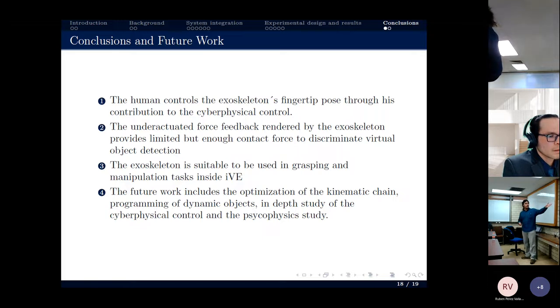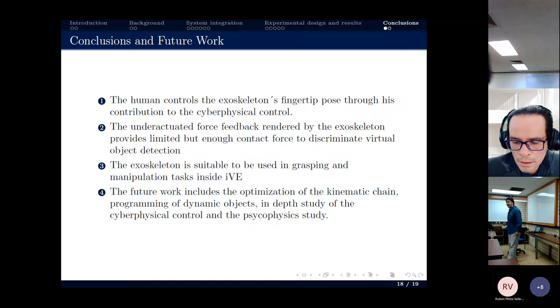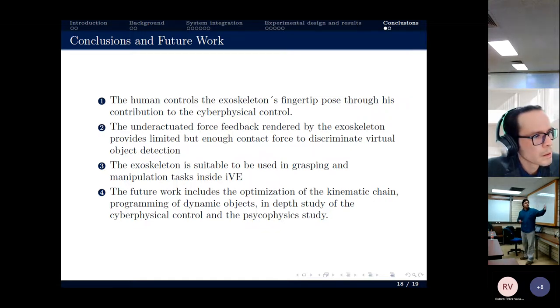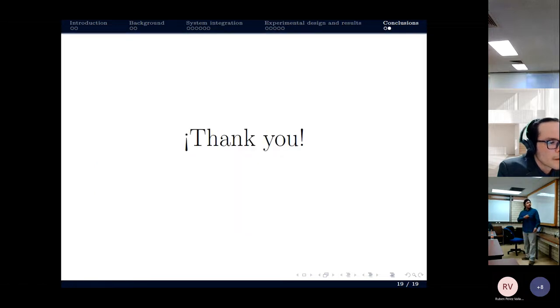Lastly, I have to talk about the future work, which includes the optimization of the kinematic chains, considering the force directions or the manipulability. We want to program dynamic objects inside the virtual environment so we can deal with objects with inertia. We propose an in-depth study of the cyber-physical control, including force sensors on the exoskeleton to measure and know the force exerted by the user on the kinematic chain. And lastly, a psychophysical study to know how well this exoskeleton performs in delivering a sense of immersion in the virtual environment. That's all. Thank you for your attention. I'm ready for your questions.